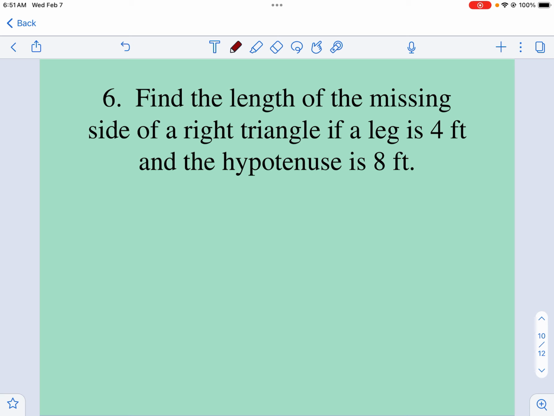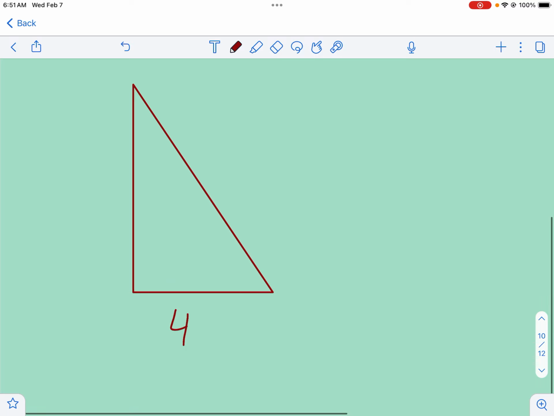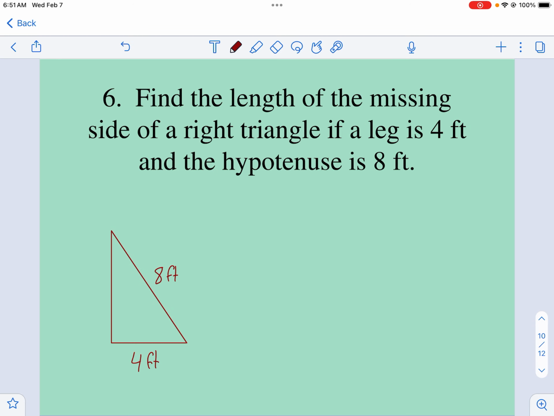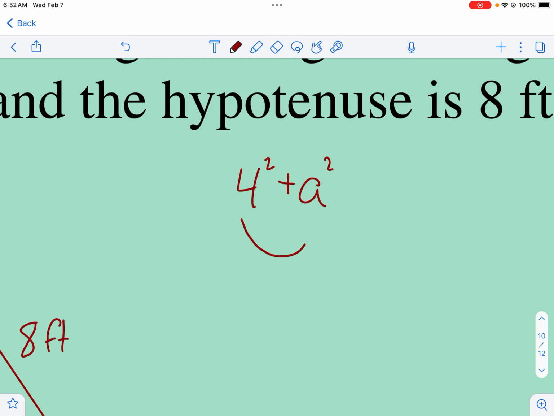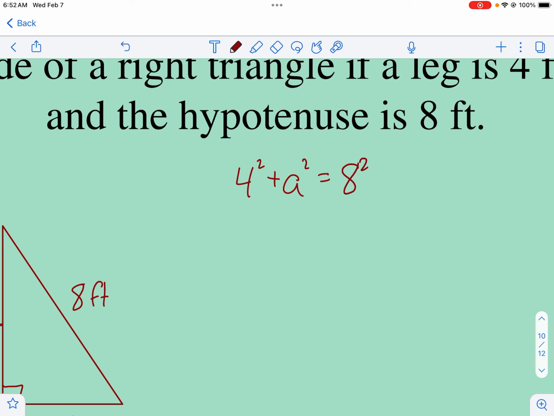All right, find the length of the missing side of a right triangle if a leg is 4 feet and the hypotenuse is 8. All right, so let's label our one leg 4 feet, our hypotenuse 8 feet, and go ahead and begin, right? So we are missing our A value or a B value, just missing a leg, right? One of the 2 legs. We know that it's also a right triangle, which is important because that means we can use the Pythagorean theorem. So let's go ahead and set this up. 4 squared plus A squared. Doesn't matter the order of these 2 because we should remember that addition is commutative, equals 8 squared.